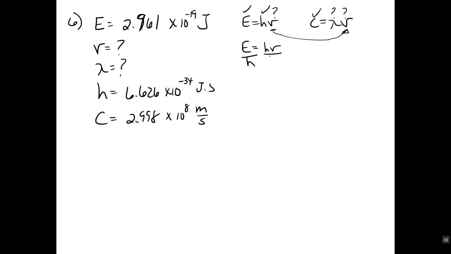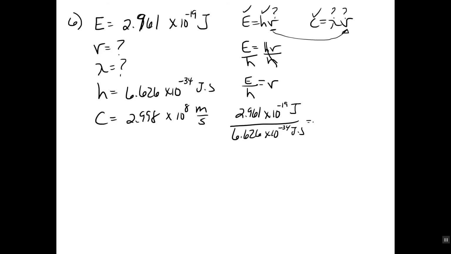I'm going to divide both sides by H. There we go. So those disappear, and you get frequency is equal to E divided by H. And so the value for E, in this case they gave it to you, 2.961 times 10 to the negative 19th joules, over Planck's constant, 6.626 times 10 to the negative 34th joule seconds, is equal to frequency. And those joules cross out.